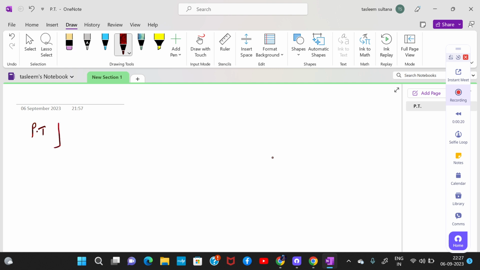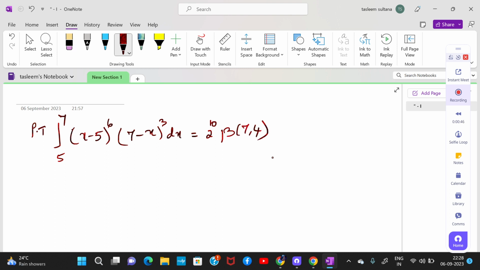Prove that the integral from 5 to 7 of (x minus 5)^6 (7 minus x)^3 dx is equal to 2^10 beta of 7 comma 4. This we have to prove. With the help of the definition, we can show this result.